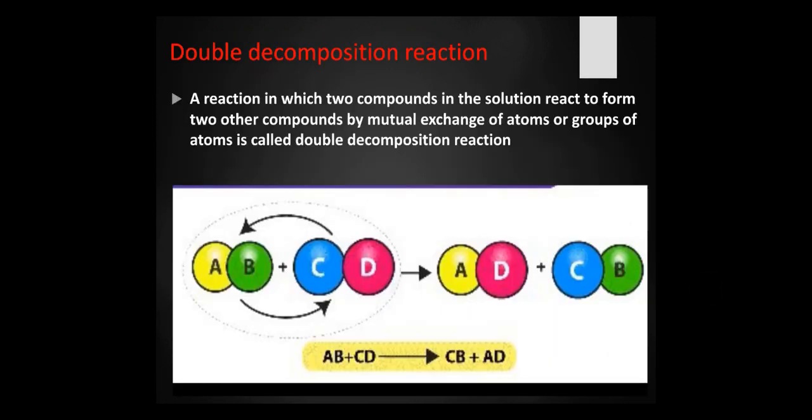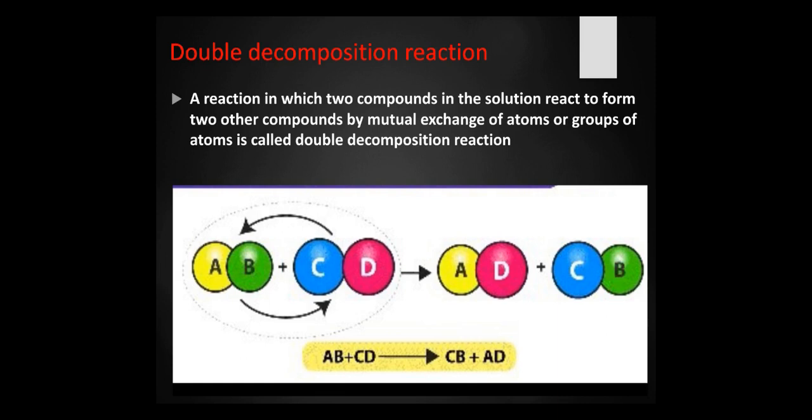Now next is double decomposition reaction. We can call it a double displacement reaction also. In a displacement reaction, we have seen that there is a reaction between one element and one compound. What happens in a double displacement or double decomposition reaction? This reaction takes place between two compounds in solution, and these two compounds mutually exchange the group of atoms and form new compounds.